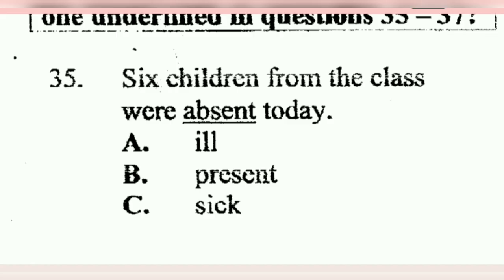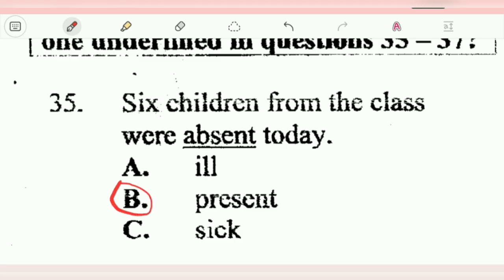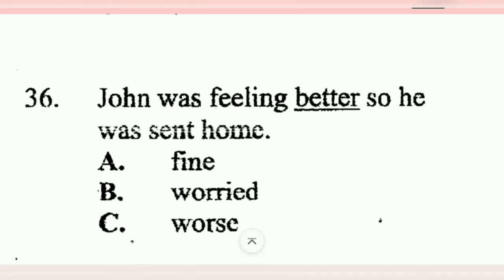All right, let's go. 6 children from the class were absent today. So if you're not absent, then you are present, which is at B, opposite now. All right, John was feeling better, so he was sent home.